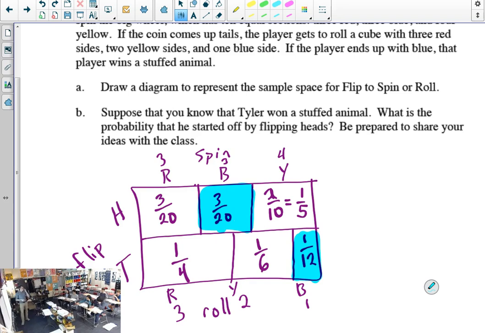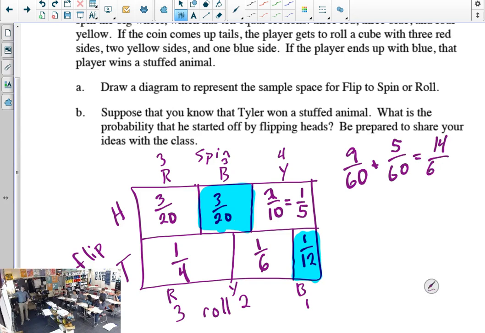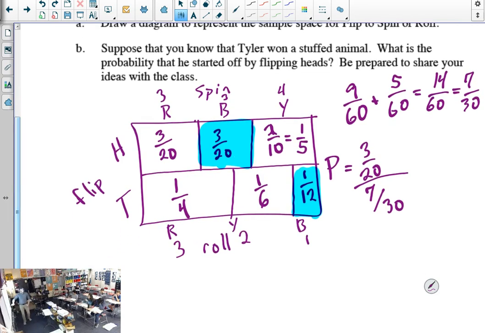And then you do the common denominator of 60. A common denominator of 60 makes 9/60ths and 5/60ths, making 14/60ths, 7/30ths. It's an interesting fraction. Okay, what do I do then, Ryan? And then you take the fraction of the one that you want to get, which is the blue from the heads, so 3/20ths, and put it over that. And then multiply it by the reciprocal.